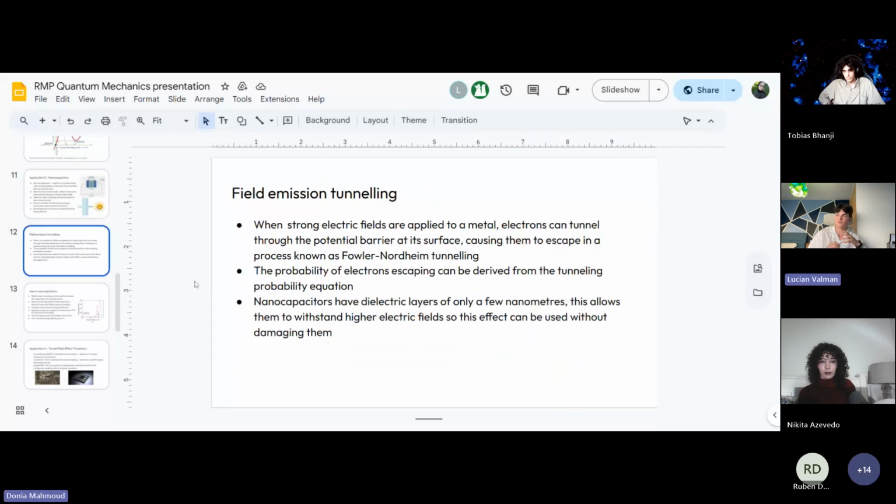Yeah, so where quantum tunneling could come in, which was the research that I looked into, used field emission tunneling, which is a specific type of quantum tunneling where strong electric fields are applied to a metal and electrons can tunnel through the surface of the metal and escape. And the probability of the electrons tunneling can be calculated, and it depends on the strength of the electric field and also the distance that it's tunneling.